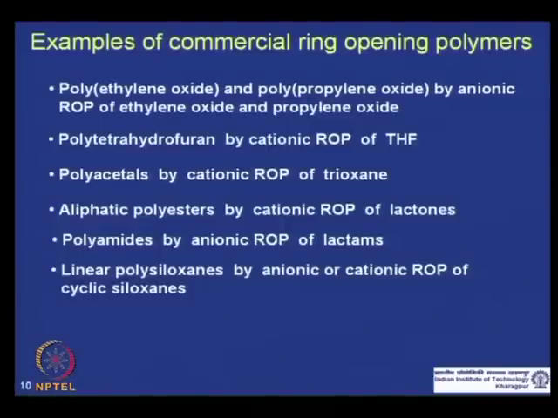Now, let us talk about a few examples of commercial ring opening polymerization. These are polymers which are available commercially, made by ring opening polymerization. For example, polyethylene oxide and polypropylene oxide are synthesized by anionic ring opening of the corresponding cyclic monomers, ethylene oxide and propylene oxide. Polytetrahydrofuran is synthesized by cationic ring opening polymerization of tetrahydrofuran. Polyacetals are synthesized by cationic ring opening polymerization of trioxane, and as I gave examples, aliphatic polyesters from lactones and polyamides from lactams. And this is also very common, where linear polysiloxanes or silicones are synthesized by anionic or cationic ring opening polymerization of cyclic siloxanes.